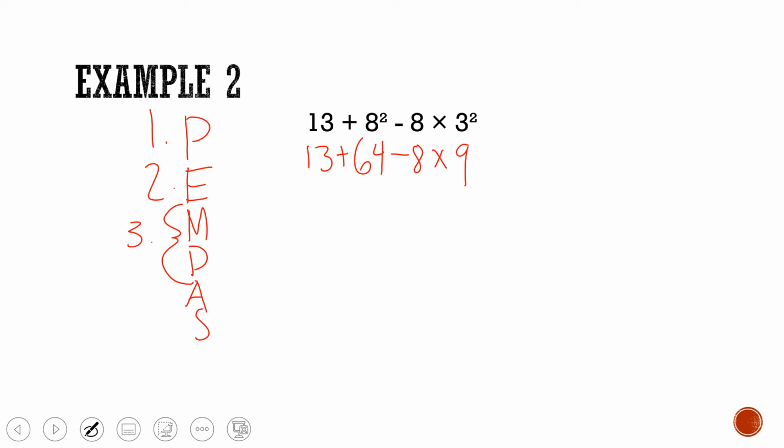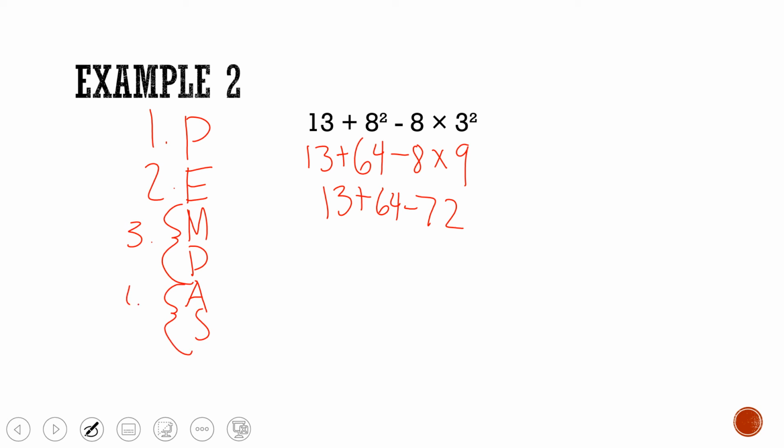We're going to do multiplying and dividing. And once again, we have one multiplication problem. We have that 8 times 9. And just like last problem, we had 8 times 9, and we said that was 72. So we replace the 8 times 9 with 72 and bring everything else down. The 13 plus 64, and that's going to say a minus 72.